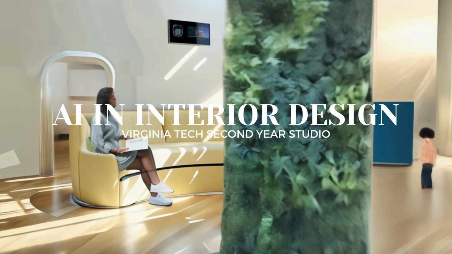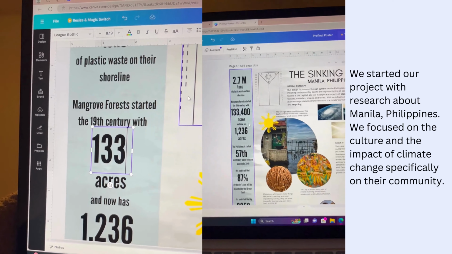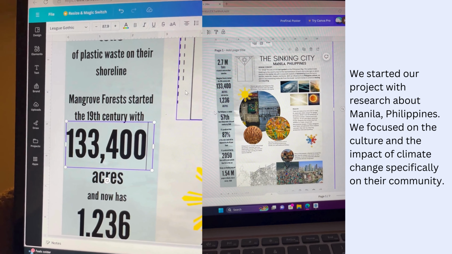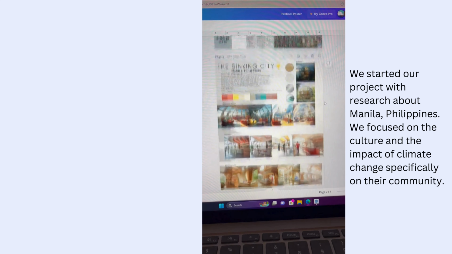In this project, teams will design a futuristic shelter that accommodates 7 to 10 people, intended to rescue and protect them from the aftermath of disastrous floods caused by global warming. We started our project researching Manila, Philippines. We focused on the culture and the impact of climate change, specifically on their community.